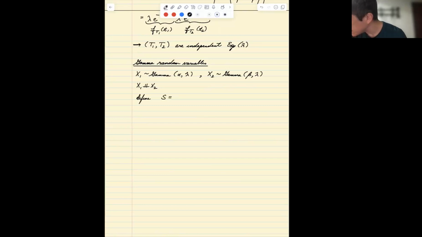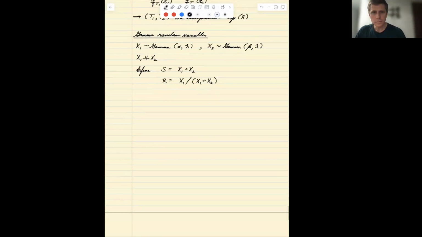S as the sum of x1 and x2. And we're going to define R as the relative size of x1 to the sum. So one thing to note is that S is non-negative and R is between 0 and 1.